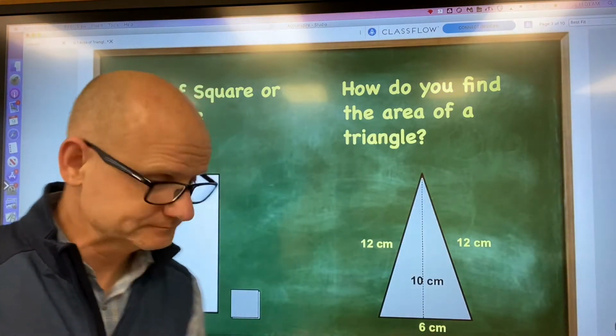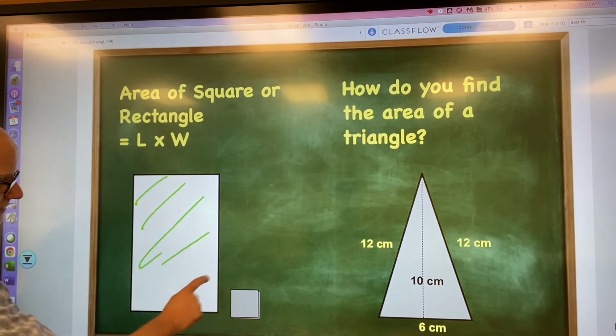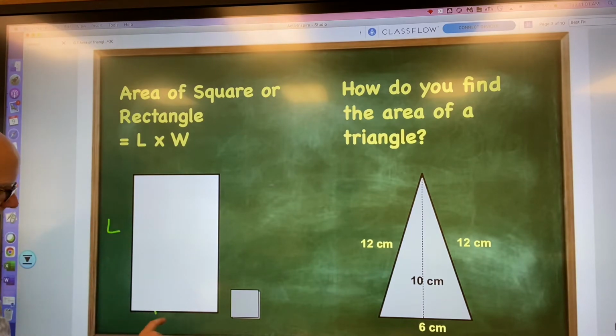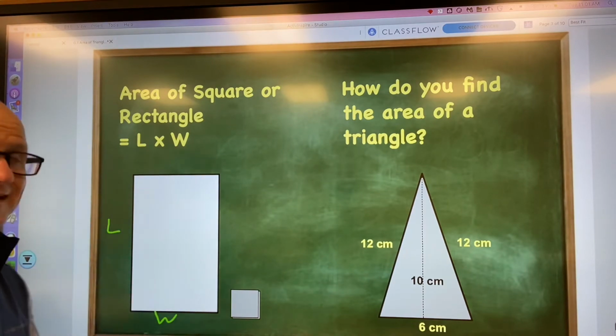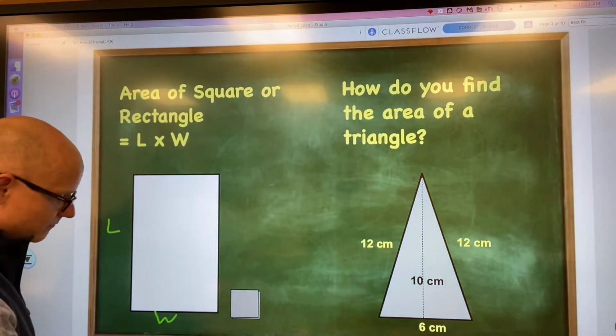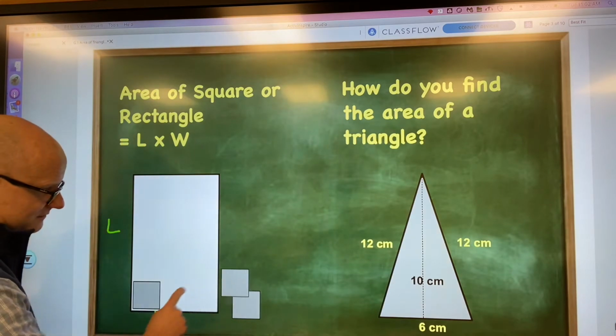You should know that. If you want to find the area of this rectangle, which means all the space on the inside, you take the length and you multiply that by the width. But when you're finding the area of anything, you're actually using squares. You're counting the number of squares that can fill up this space. How many squares can fill up this space?